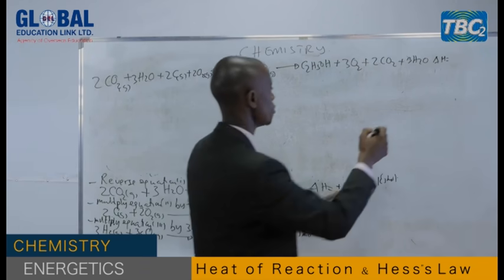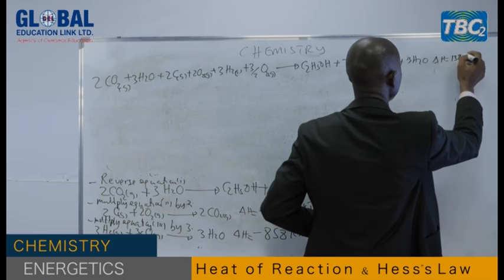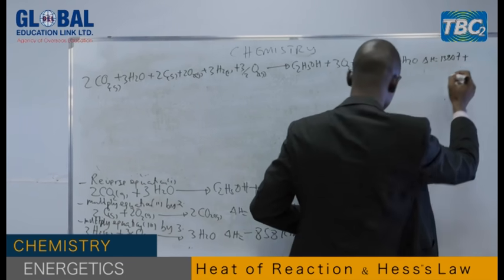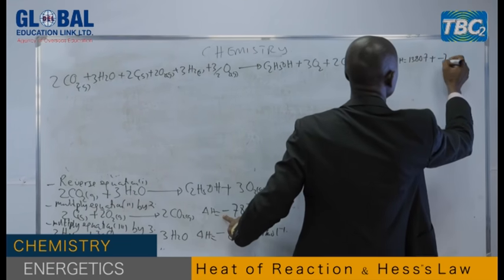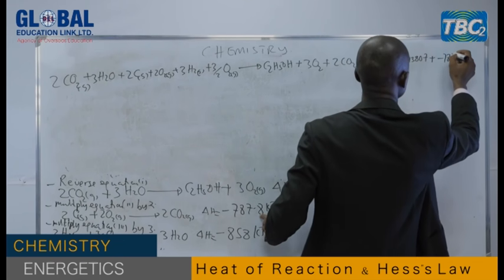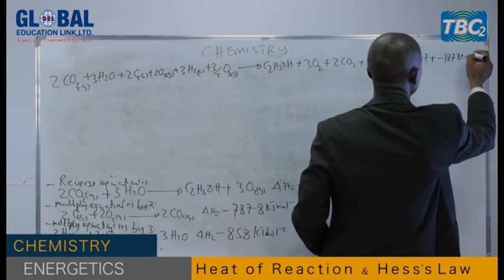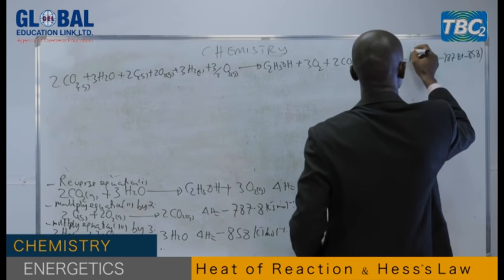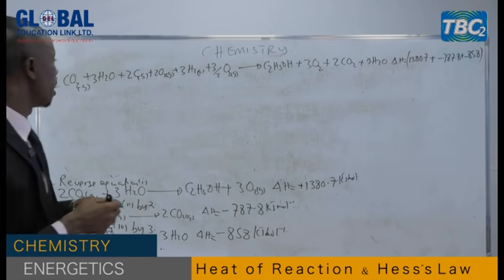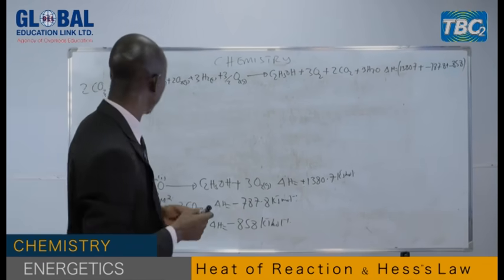The first one is 1,380.7 kilojoules per mole. The second one is negative 787.8. The last one is negative 858. Now, from there, you cancel out those compounds which are present on both sides. Are we together, my dear students?